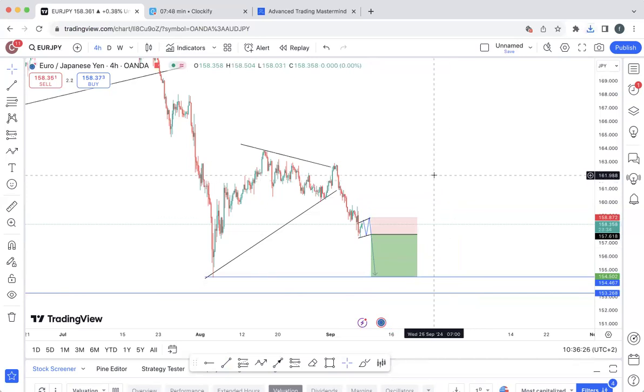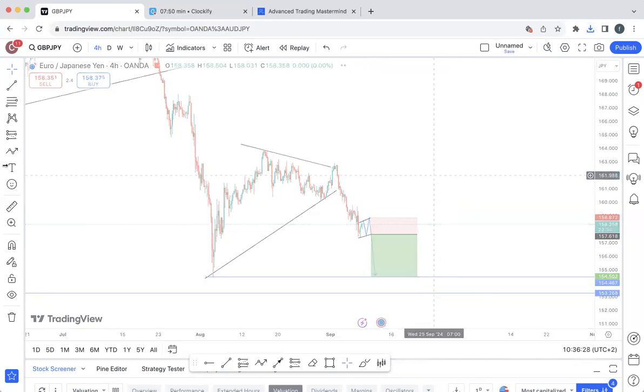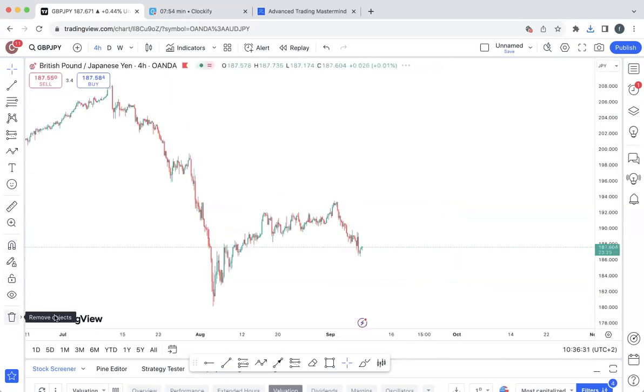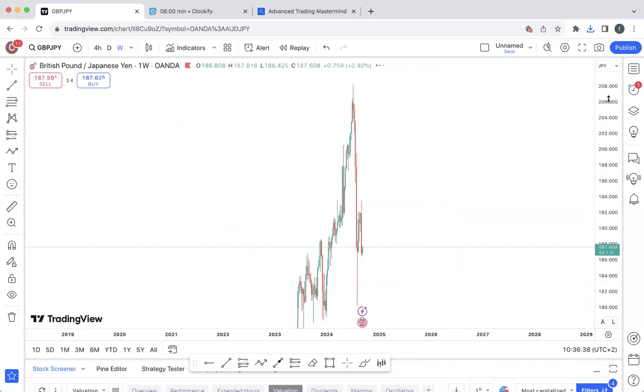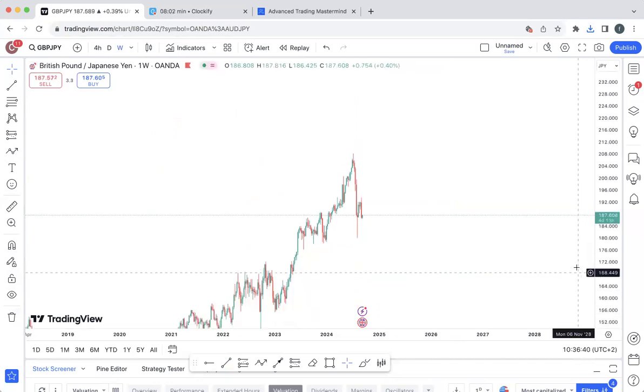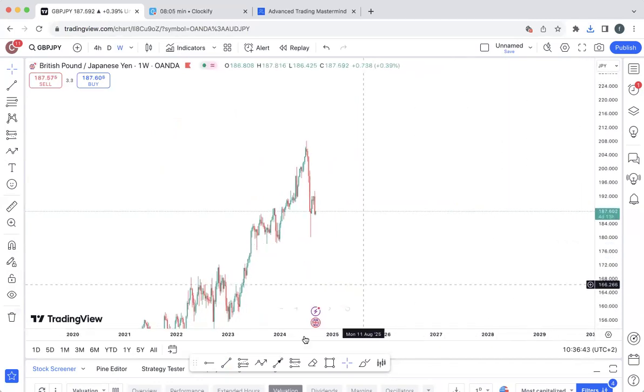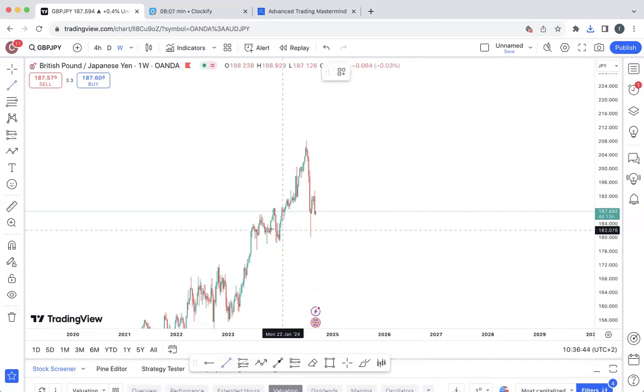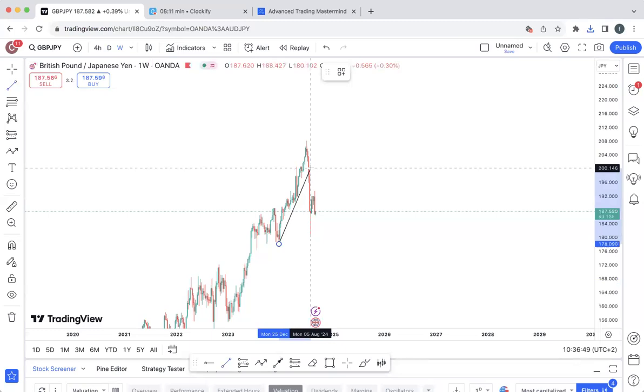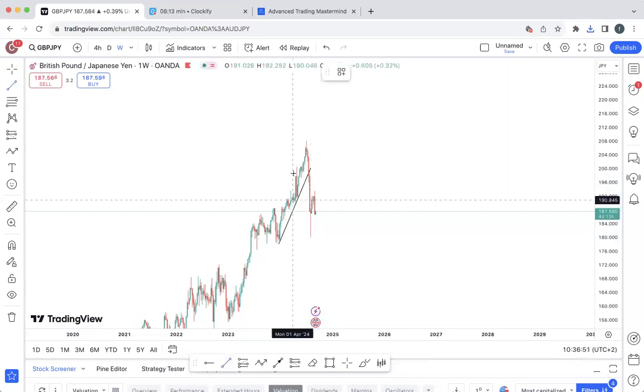And now the next pair that I'm focusing on is going to be the Great British Pound over the Japanese yen. So also in this one, we'll be starting from the high time frame. In the high time frame, we do see price coming from this impulsive movement and then giving us this sideways corrective structure that is in the form of a reversal.